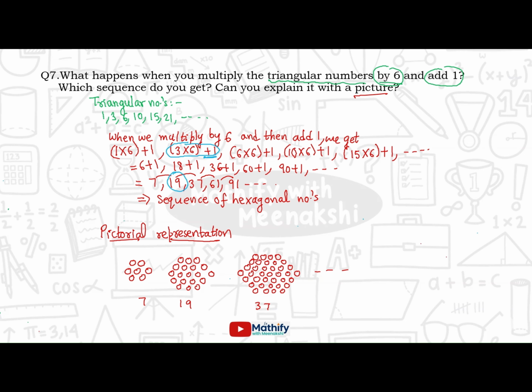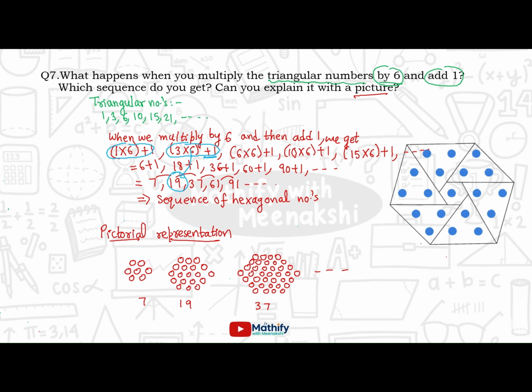Now, if you observe carefully, you can divide these hexagons like 7, 19, 37 in this way, like 1 into 6 plus 1, 3 into 6 plus 1. So I will just show you one example, like how we can divide 19 in this way, 3 into 6 plus 1. Just see this carefully. Here we have 19 dots. So we can divide this into 6 triangles, each having 3 dots. So you can say 3 into 6. And then we are left with 1 dot. Yes, so that's why we have represented 19 as 3 into 6 plus 1.